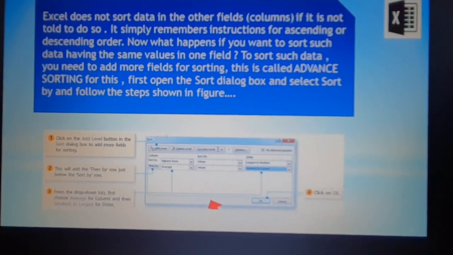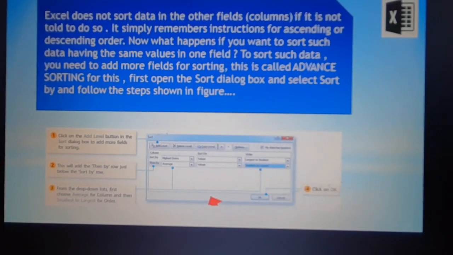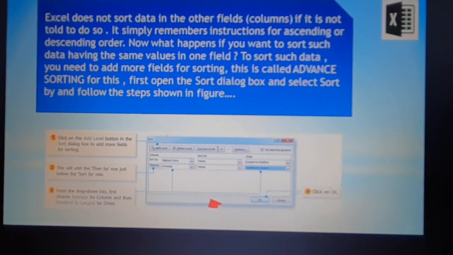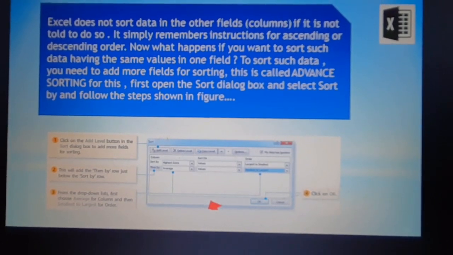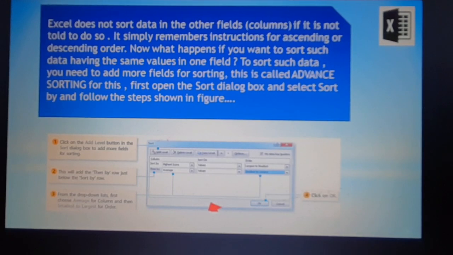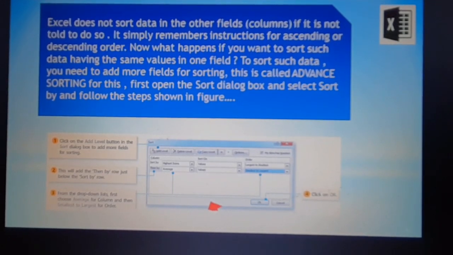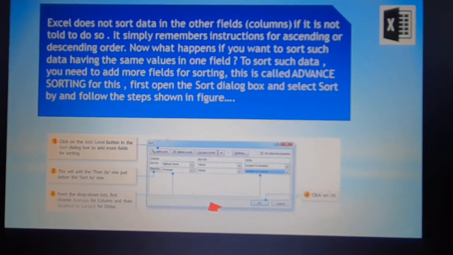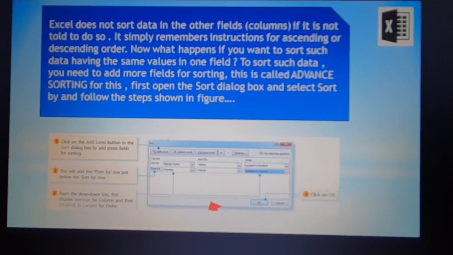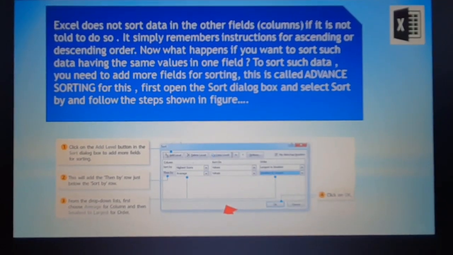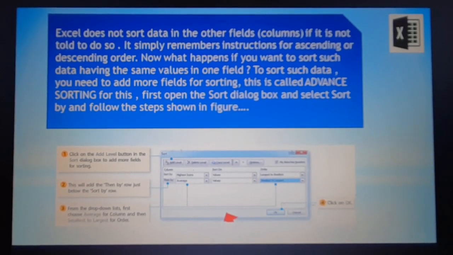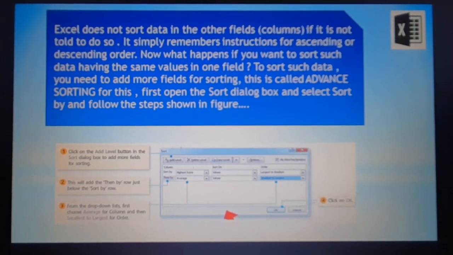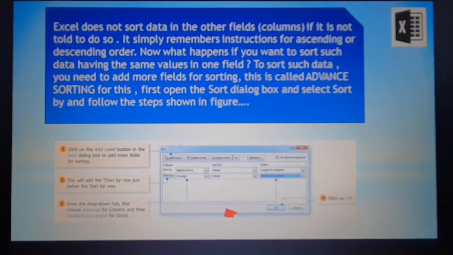Step 1. Click on the Add Level button in the Sort dialog box to add more fields for sorting. Step 2. This will add the Then by row just below the Sort by row. Step 3. From the drop-down list, first choose average for column and then smallest to largest for order. Step 4. Click on OK.